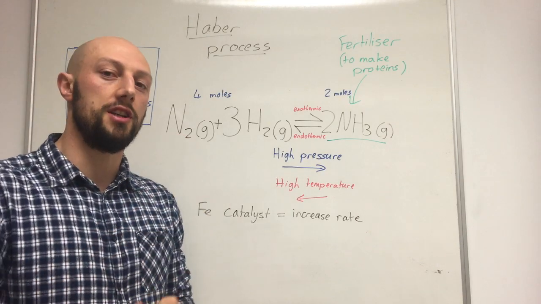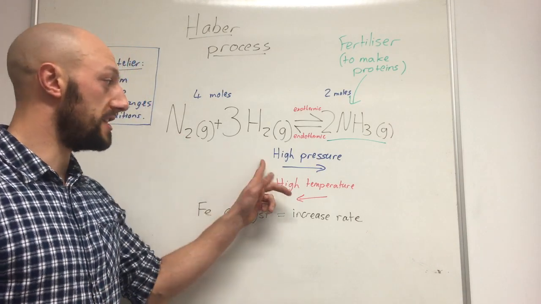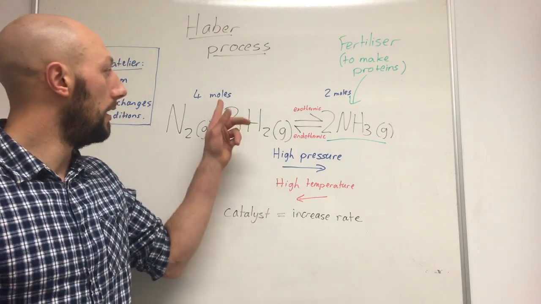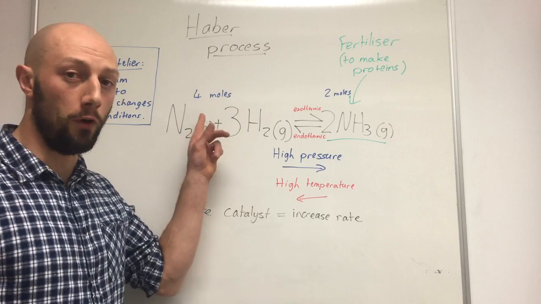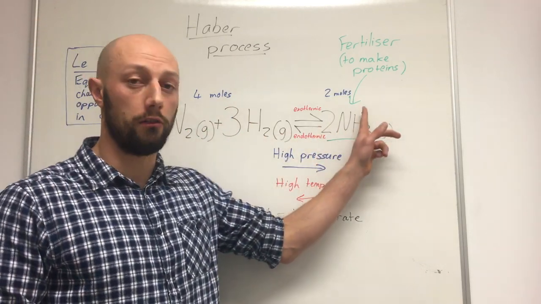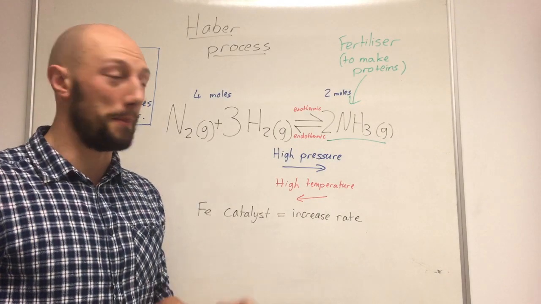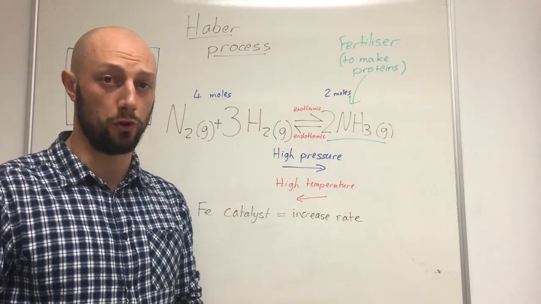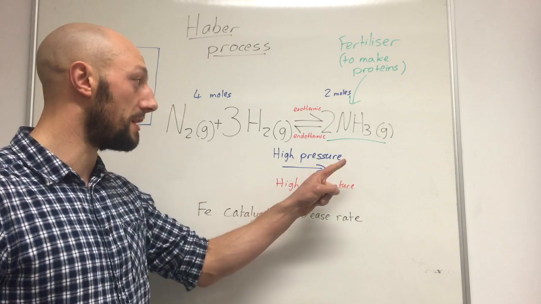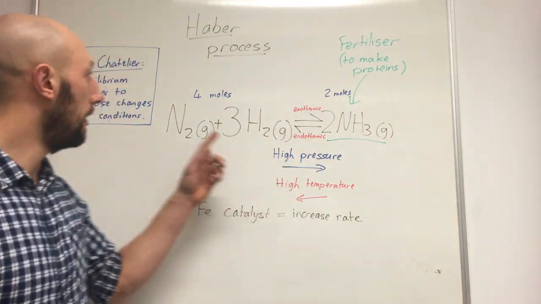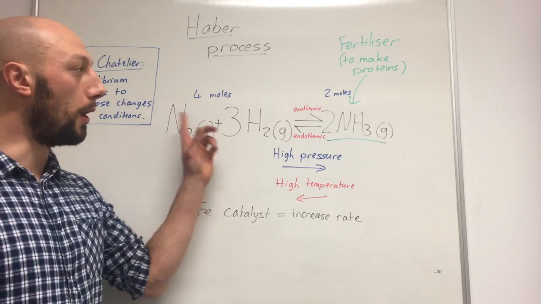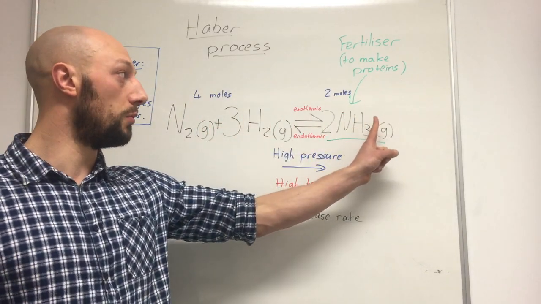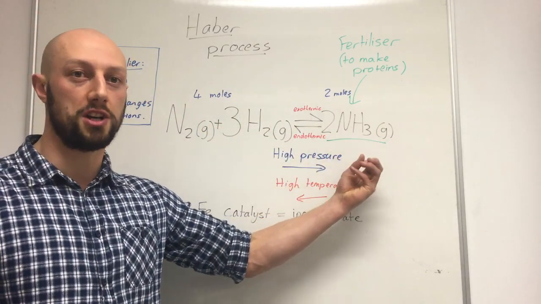There's three reaction conditions that we're going to look at. The first one is the effective pressure. The reactants are a total of 4 moles of gas and the products are a total of 2 moles of gas. That means that if you produce more products, you have fewer moles of gas and the pressure will drop. So if we increase the pressure of our reaction, the equilibrium will shift to oppose that, which means the equilibrium will shift towards the products to reduce the pressure back again.